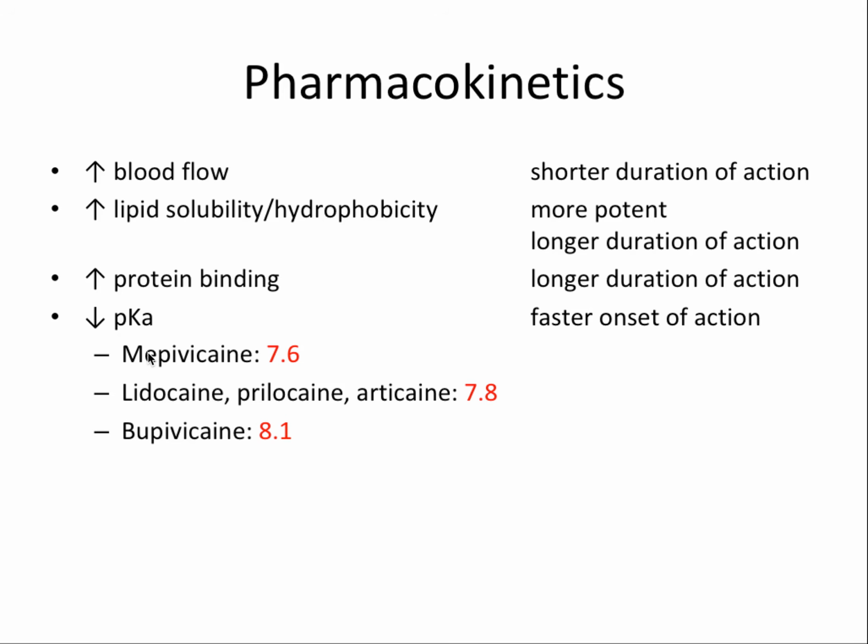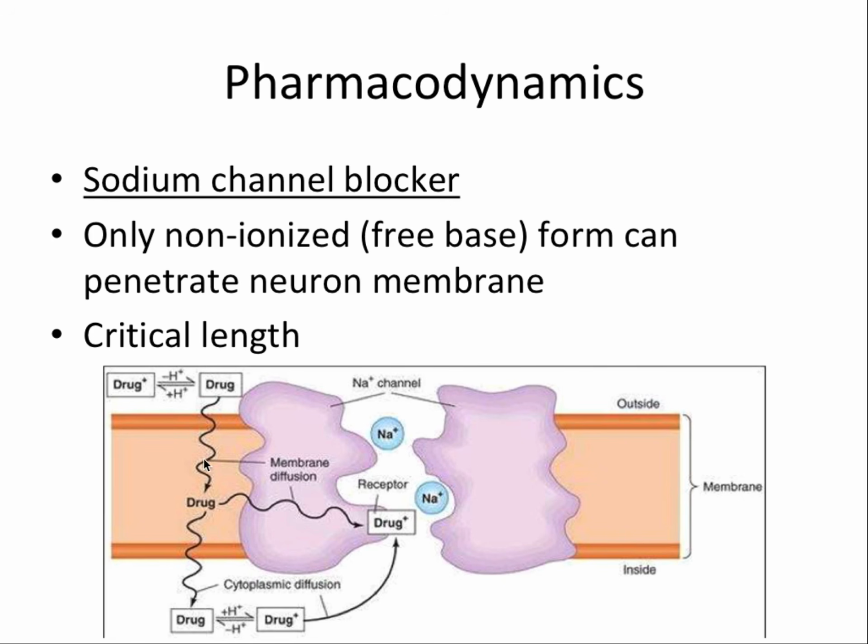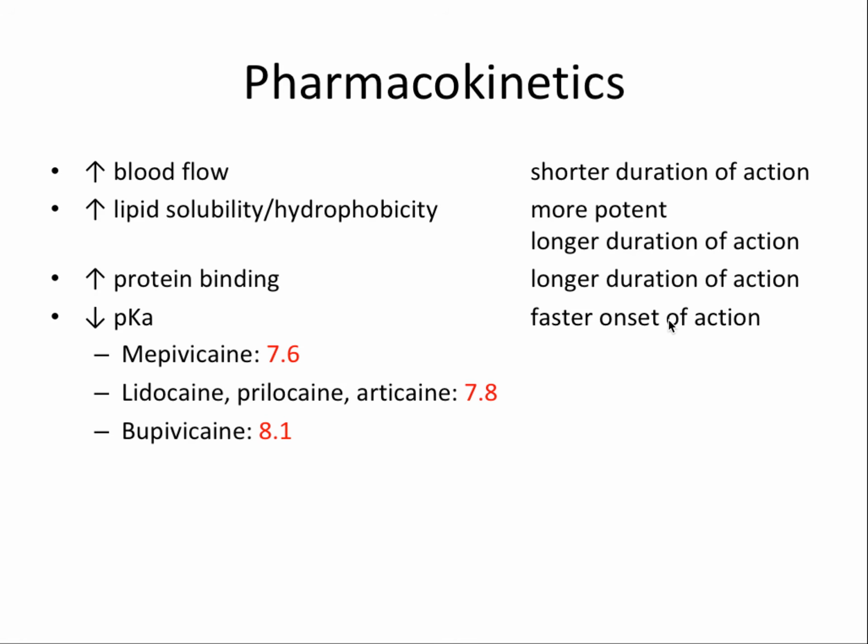And lastly, we have this tricky concept of pKa, and the only thing to remember with pKa is that the lower the pKa is, that means the stronger the acid is. And this is important because it will give up its proton faster, and if we go back to this mechanism, if it's going to give up its proton, that means it will be in the non-ionized form, which means it would diffuse through the membrane faster, have a faster onset of action.